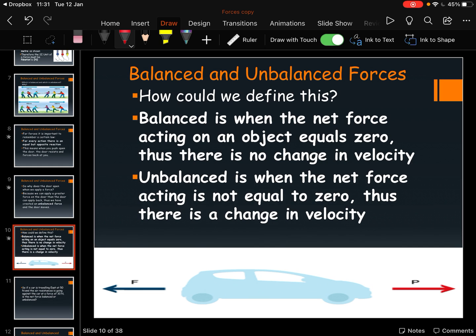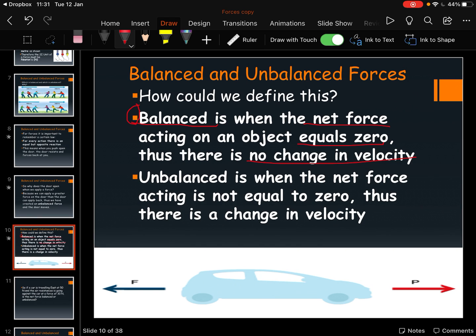So how do we define it? Right, so there's two definitions here. They're all still under the same heading. That's the first definition here. Balanced is when the net force acting on an object equals 0. Thus, there is no change in velocity. Okay, so balanced: net force equals 0, no change in velocity. They're the key words for that definition. Take down the whole thing, but underline those key ones.